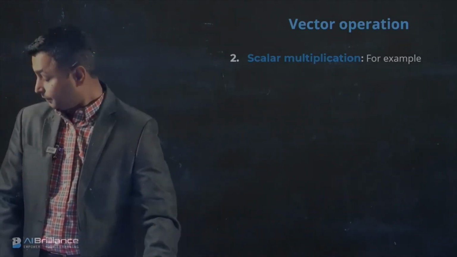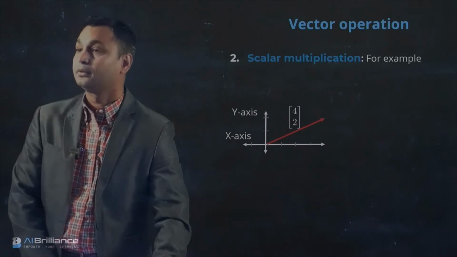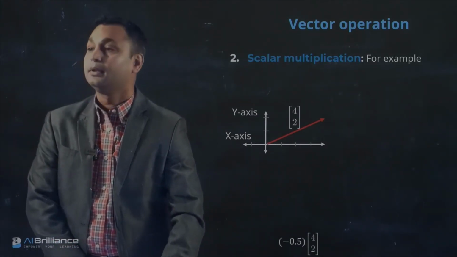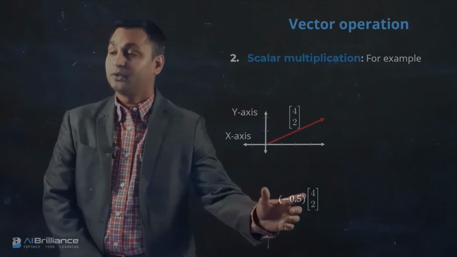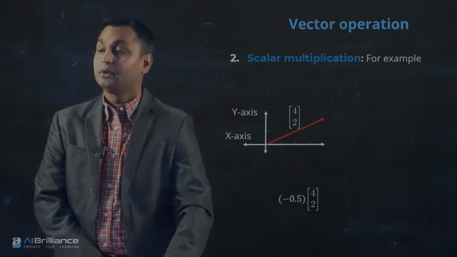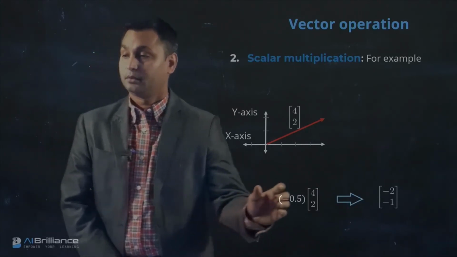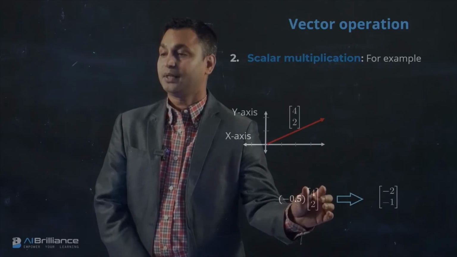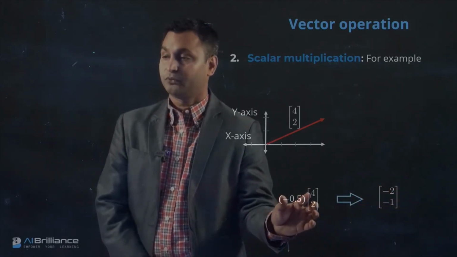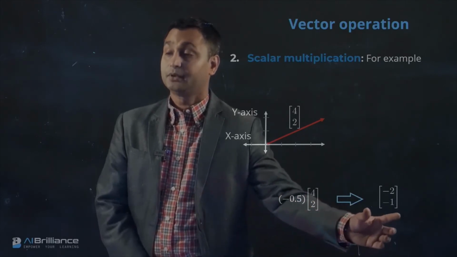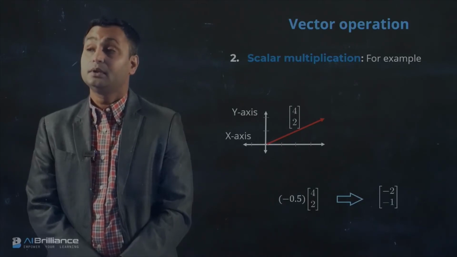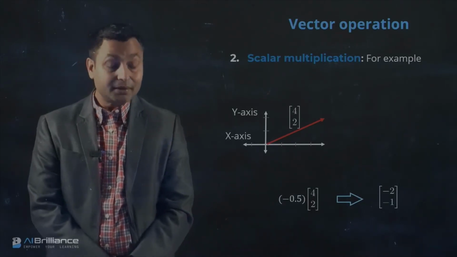So let's take an example problem, and we will try to go through this again. Here we have a vector, and we multiply this vector by minus 0.5. If you do that, what it entails is taking this minus 0.5 and multiplying that by 4. That will result in minus 2. Taking this minus 0.5 and multiplying that by 2 will result in minus 1. Okay? And this is how scalar multiplication is implemented numerically.